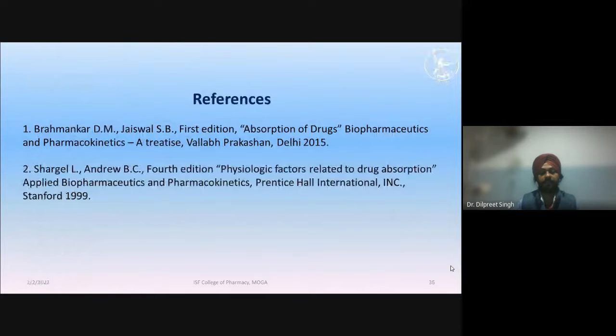This is the reference that I have suggested: refer to the PCI syllabus book as well as the standard books for knowledge. I have referred to two books, that is Brahmankar for the absorption of the drug and Shargel for the applied biopharmaceutics and pharmacokinetics.